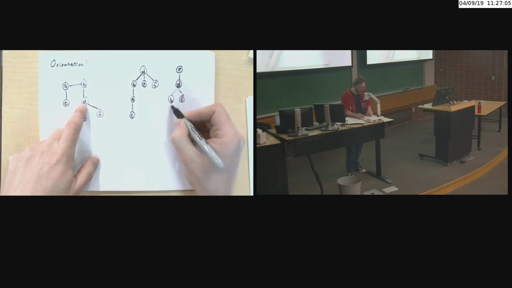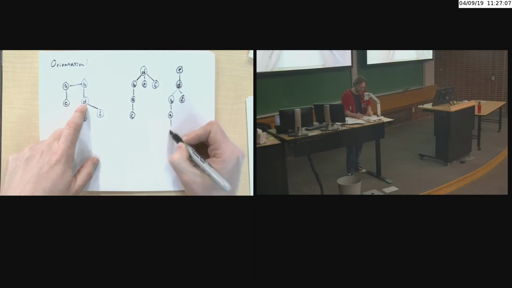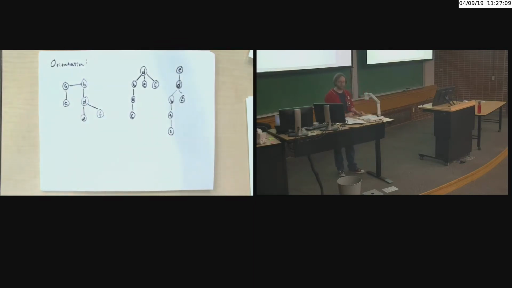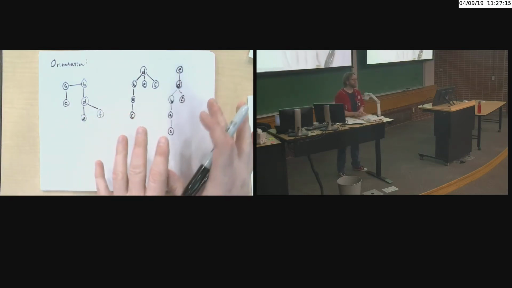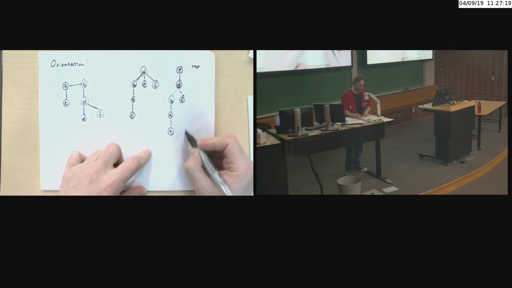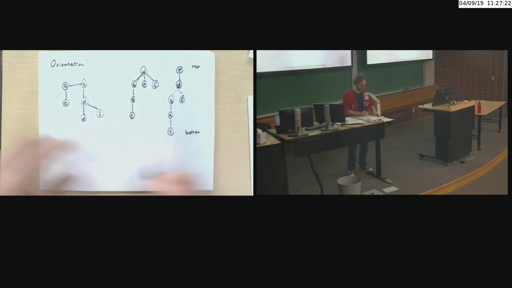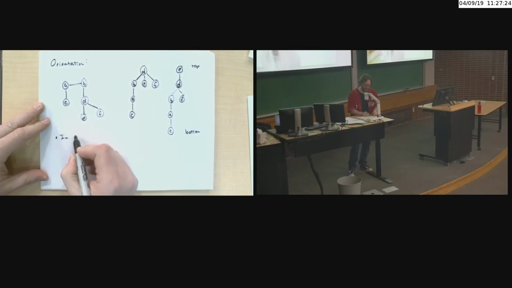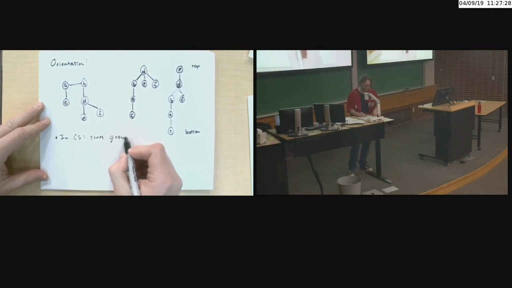And off of B is hanging A and C, right? So it looks a little bit different when I write it like that, right? One of these versus the other, right? I'm just imposing an orientation here, right? This is the top of the tree, and this is the bottom of the tree, right? So in computer science, in CS, trees grow downward.